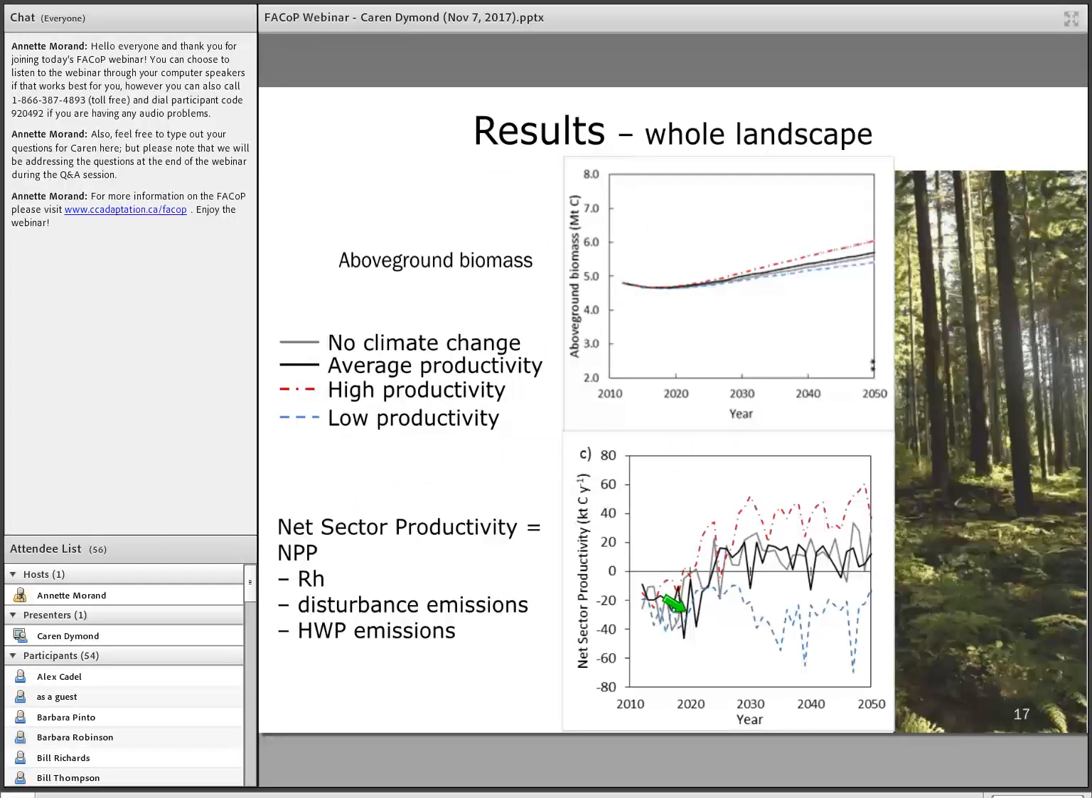If we add up the whole landscape and look at the growing stock or above ground biomass, we see that the climate change and no climate change scenarios are very similar, and there's a wide range of uncertainty around those two lines. Some areas increase in biomass and other parts decrease, so when you add it all up, it gets muddled together.